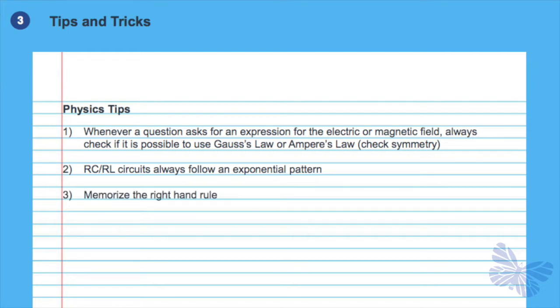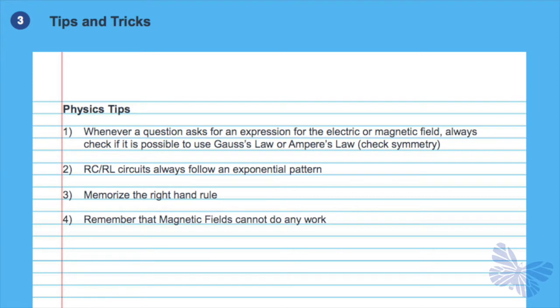And then memorize the right hand rule so you can quickly apply that during multiple choice, at least, because they usually ask for the direction of something. So if you know the right hand rule, you can quickly find a magnetic force direction or the induced EMF, things like that.